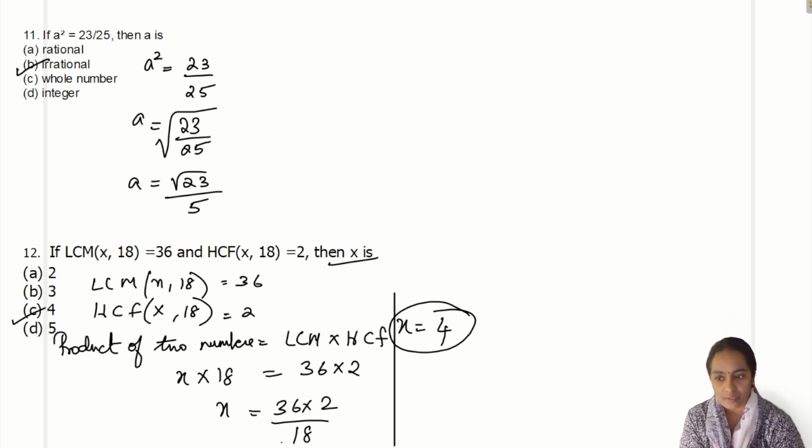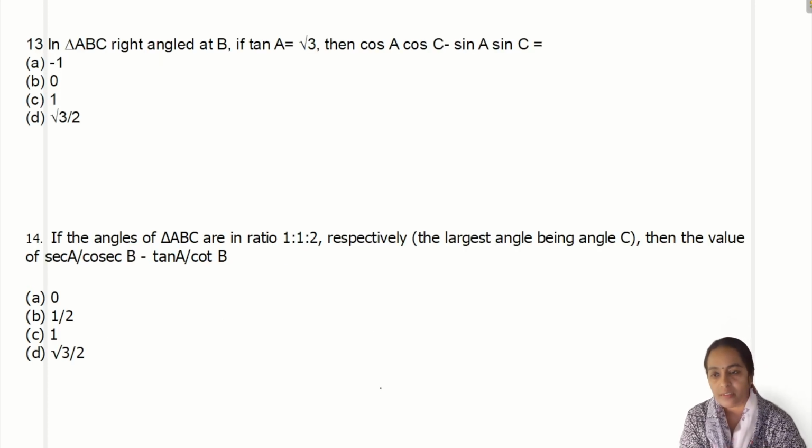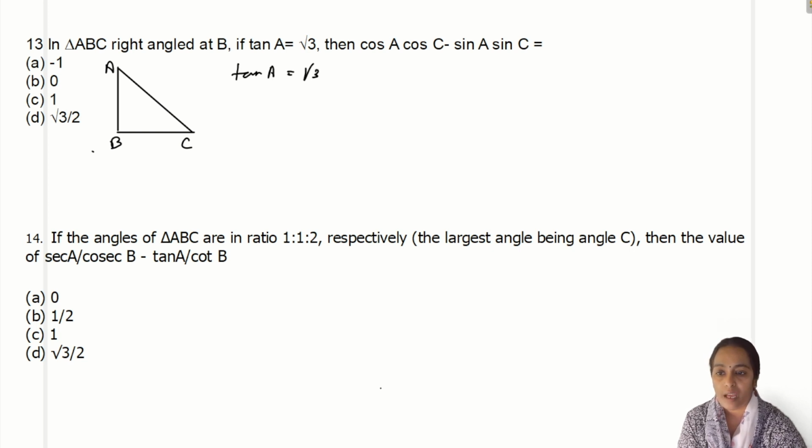So now we'll go to the 13th question, children. In triangle ABC, right angled at B. So the triangle ABC is going to be like this now, right angled at B. The question says tan A is root 3. So this is 90 degrees here.